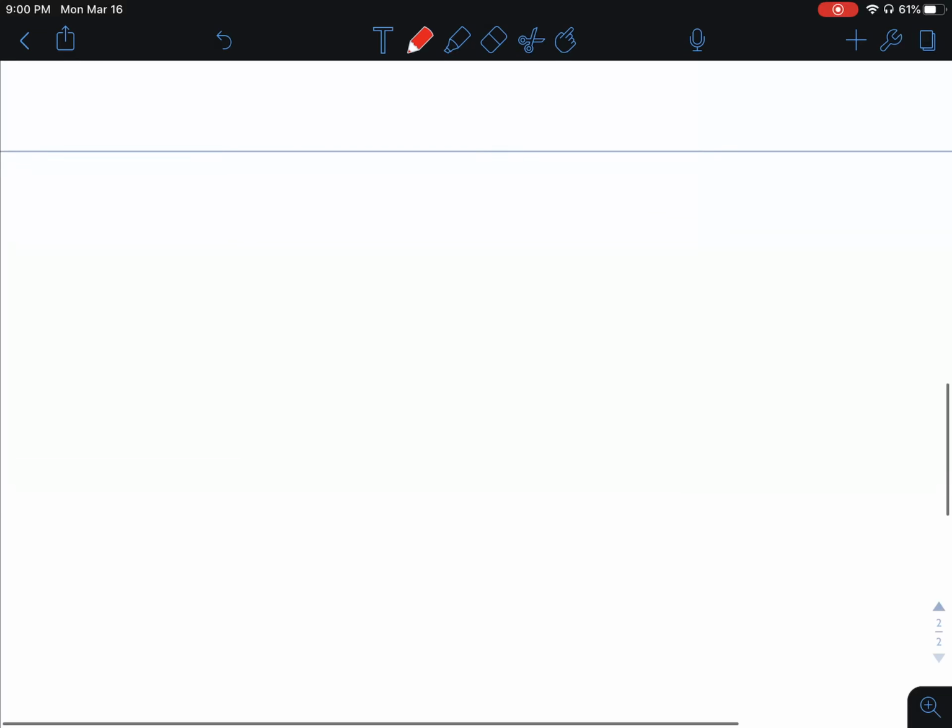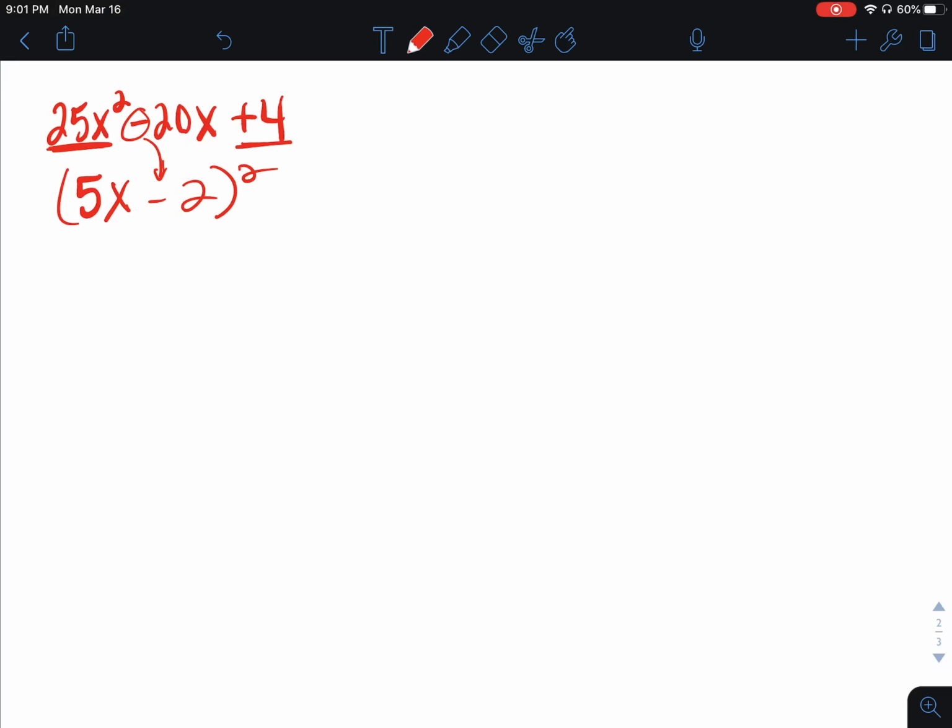Let's try some more. Okay, so let's do 25x squared minus 20x plus 4. So again, we're looking at the first term and the last term, right? So square root of 25 is 5. Square root of x squared is x. And then the square root of 4, our last term, is 2. This is minus, so this comes down. That should be a 2. Sorry about that. And then the minus sign comes down straight down the middle and then squared.